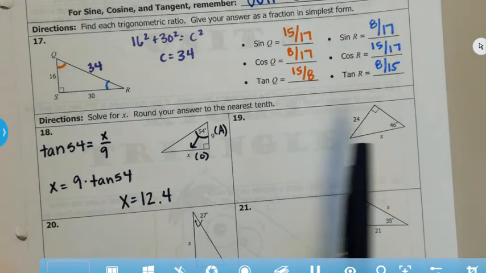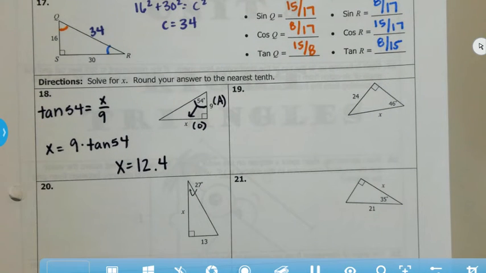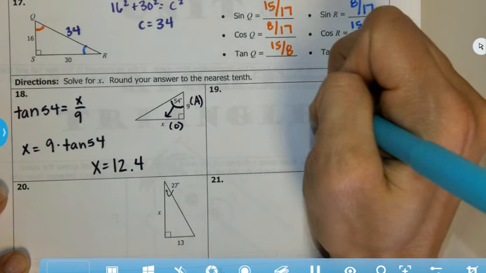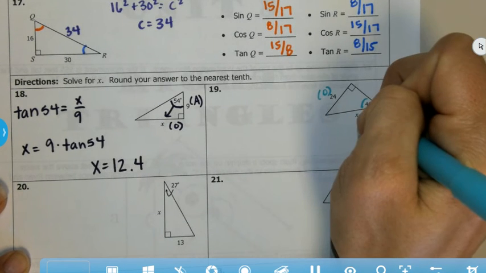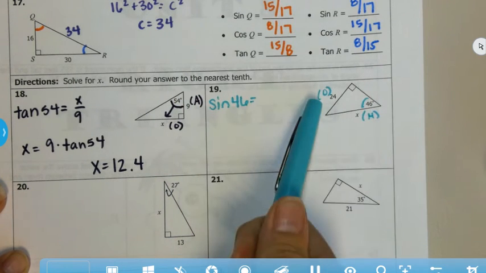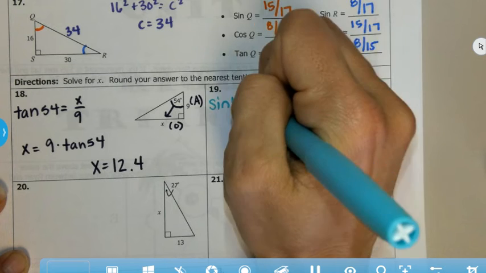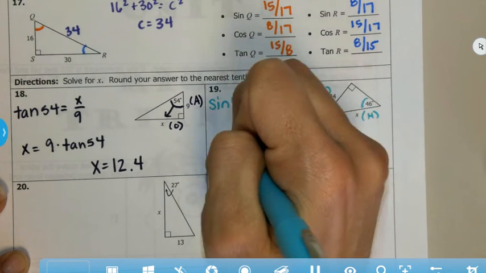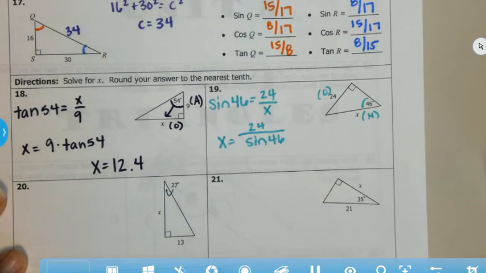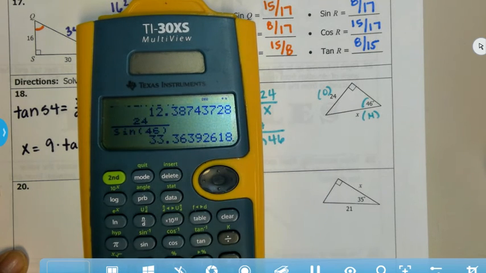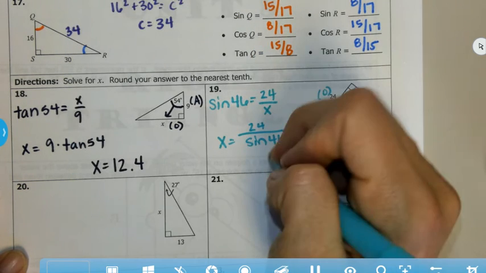Go ahead and find x for number 19 now. They gave us angle 46 here. 24 is the opposite side. X is the hypotenuse, so hopefully you used sine. So sine 46 equals opposite over hypotenuse, 24 over x. When x is on the bottom, we divide. So x equals 24 divided by sine 46. So 33.4 for x.